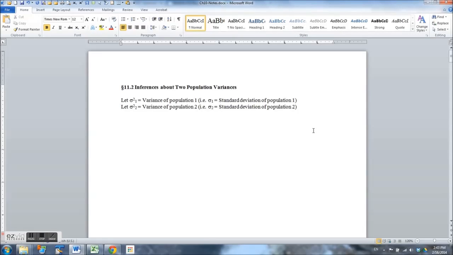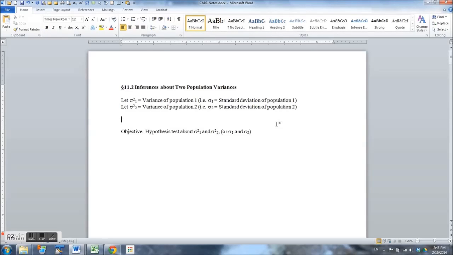Next is section 2 of chapter 11, and in this section we're going to look at two population variances. So sigma sub 1 squared is the variance of population 1, sigma sub 2 squared is the variance of population 2. And of course, correspondingly, sigma sub 1 and sigma sub 2 will be the standard deviations of the two populations.